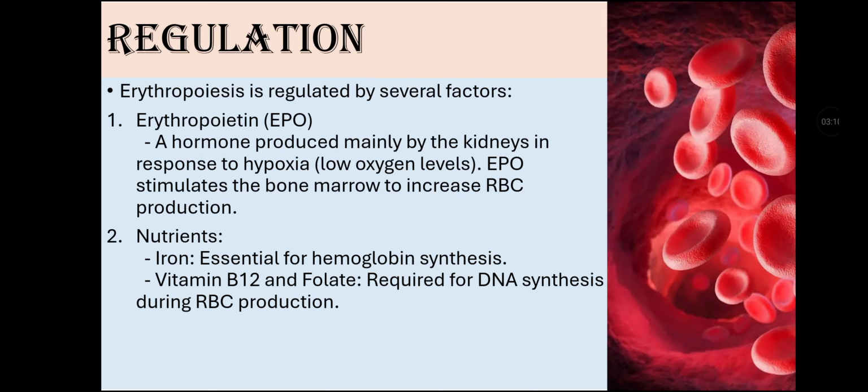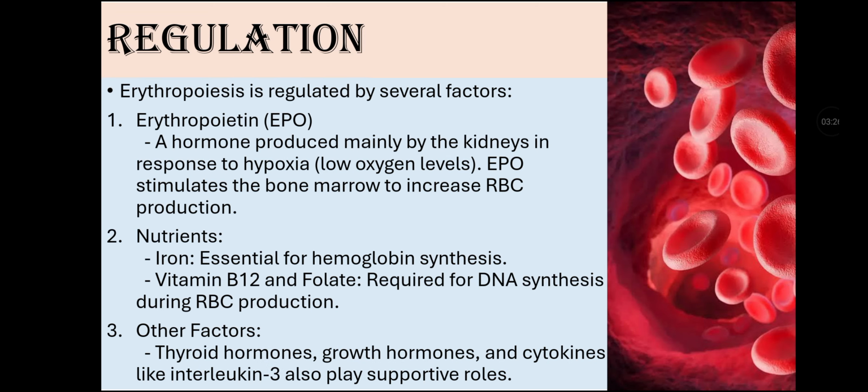The second regulatory factor for RBC production is nutrients. That may be iron, which is essential for hemoglobin synthesis, and vitamin B12 and folate are also essential for regulation of erythropoiesis as they are required for DNA synthesis during RBC production. Other factors that regulate erythropoiesis are thyroid hormones, growth hormones, and cytokines like interleukin 3, which also play a supportive role in erythropoiesis.